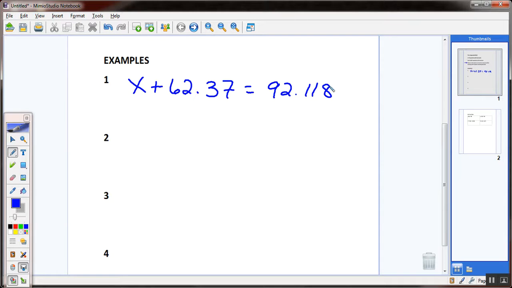So my question is this. If I wanted to isolate x or get x alone or solve for x, what do you have to do? Show of hands. What do you think you would do to both sides to solve that? Okay, say that one more time, Marjorie. I didn't catch that. Okay, subtract 62.37. To undo addition, we have to subtract. So let's do that quickly.